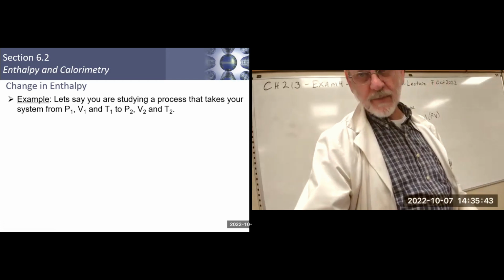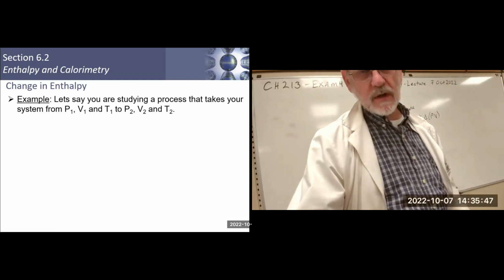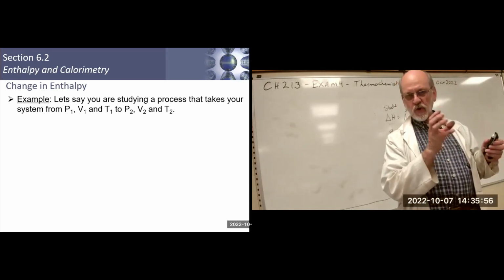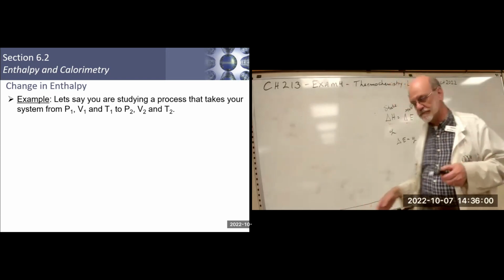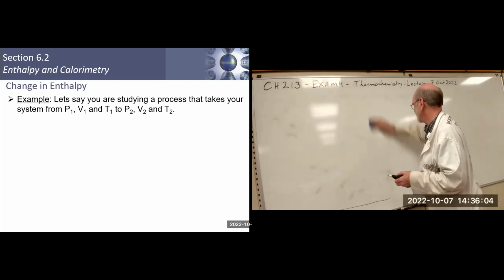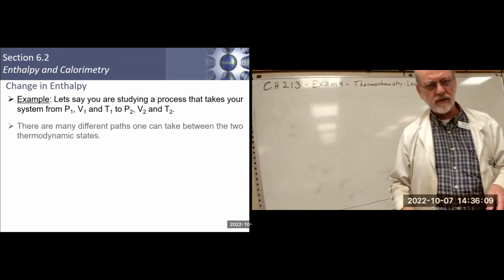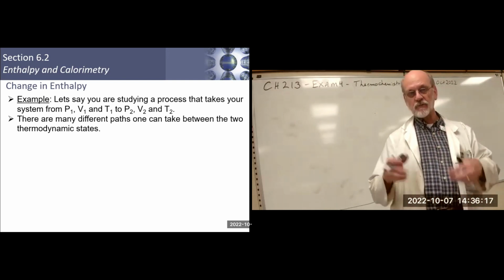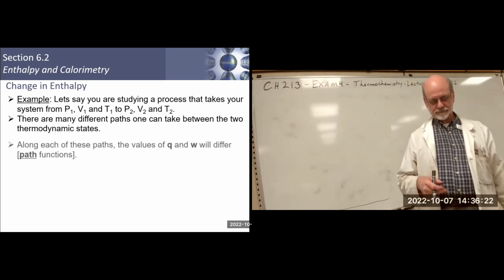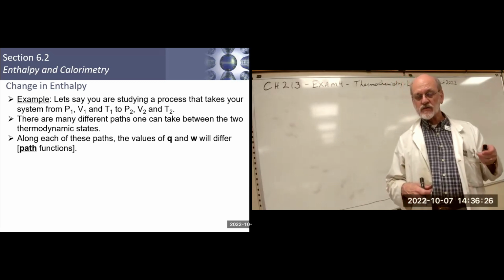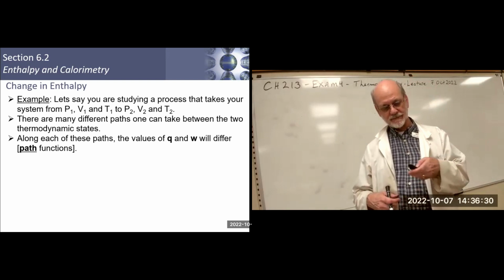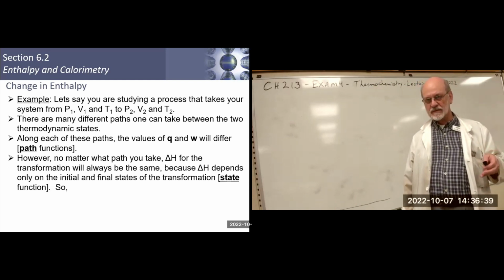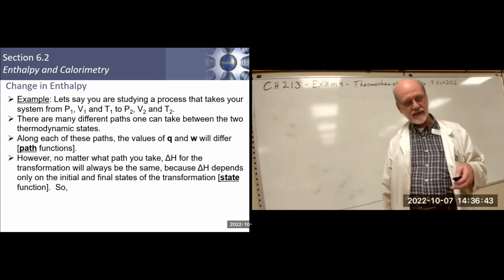Okay, let's see. We got an example here. We're going to work a problem. Let's say you are studying a process that takes your system from a condition of pressure 1, volume 1, temperature 1 to pressure 2, volume 2, temperature 2. There are many paths that you can take to get there between those two thermodynamic states. And along those paths, the values of Q and W will differ because they are path functions. However, no matter how you got there, the delta H will be the same. Whatever the path you take, delta H will be the same. It is a state function.